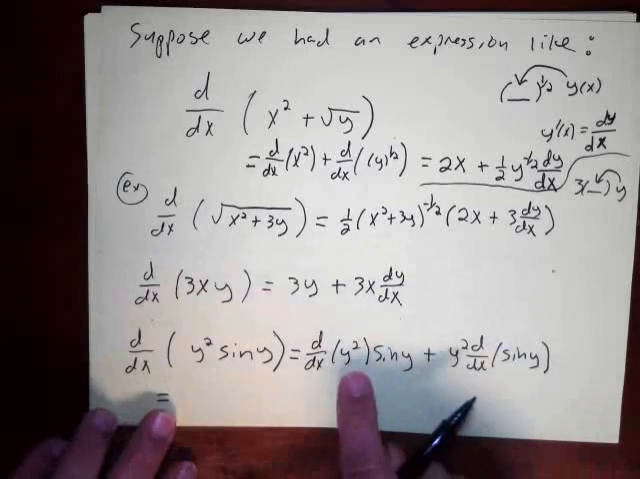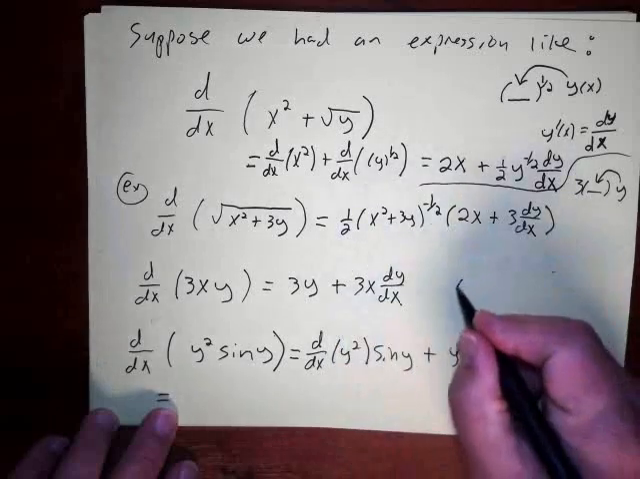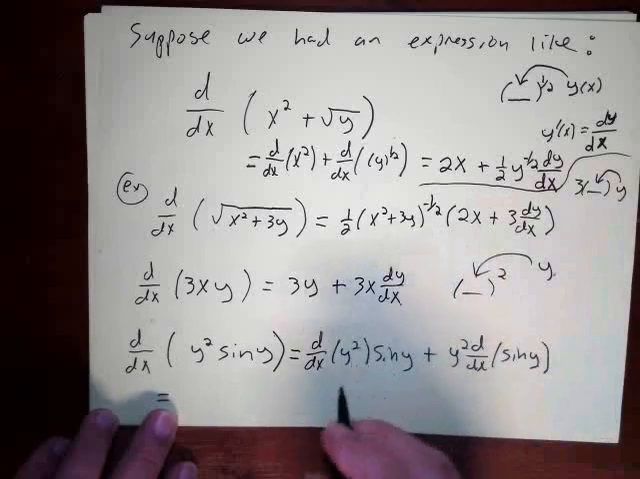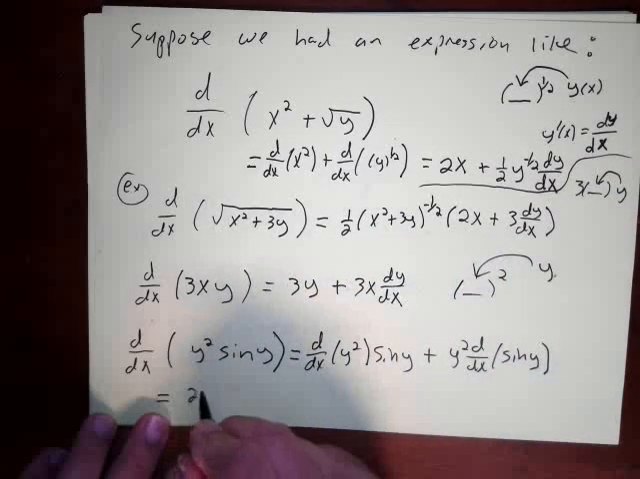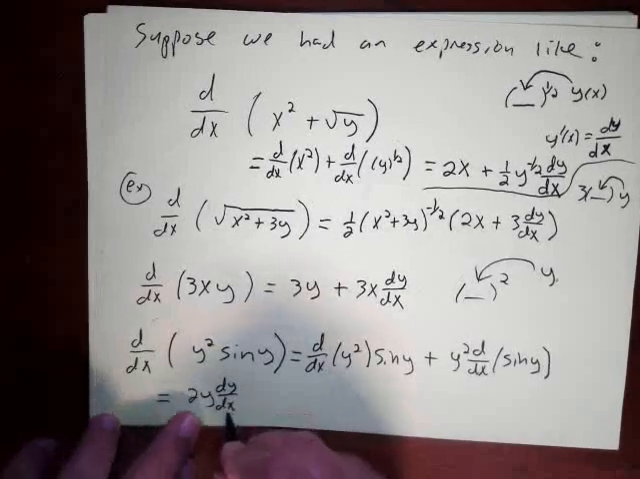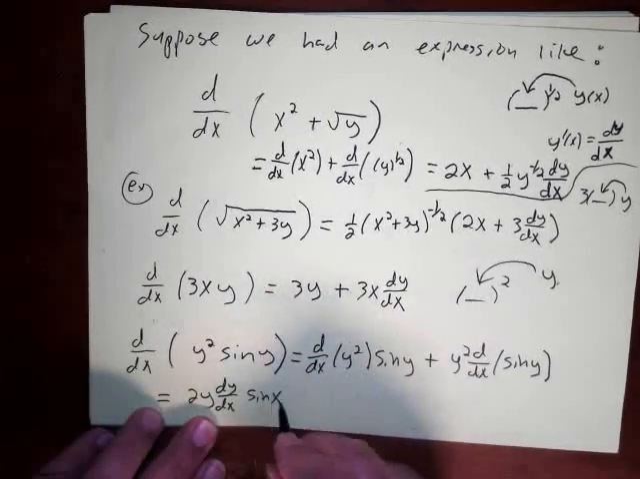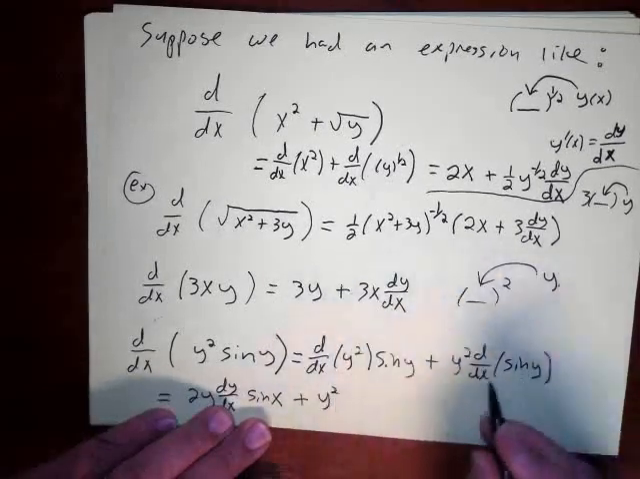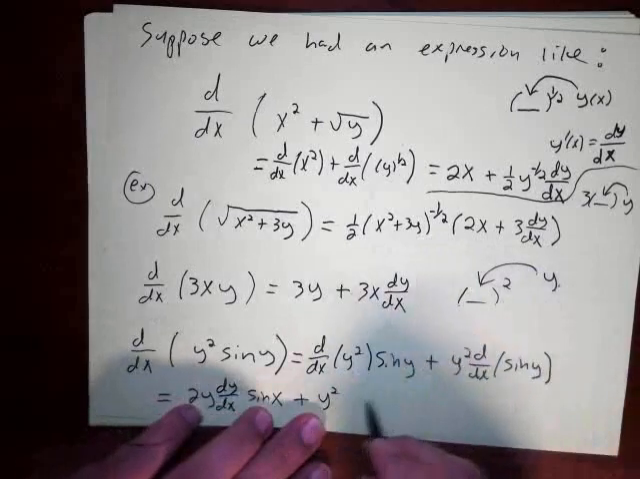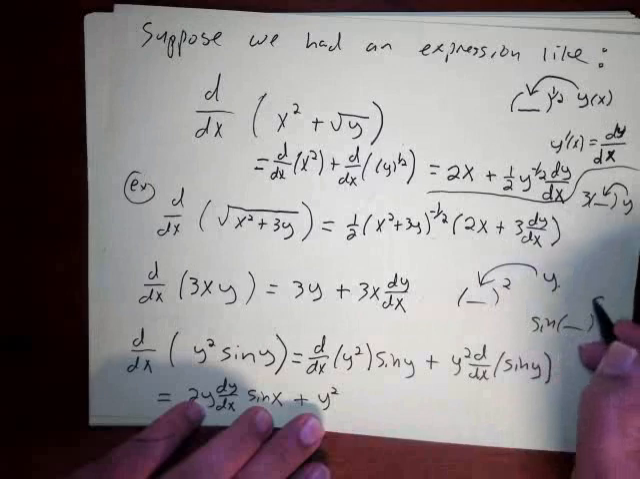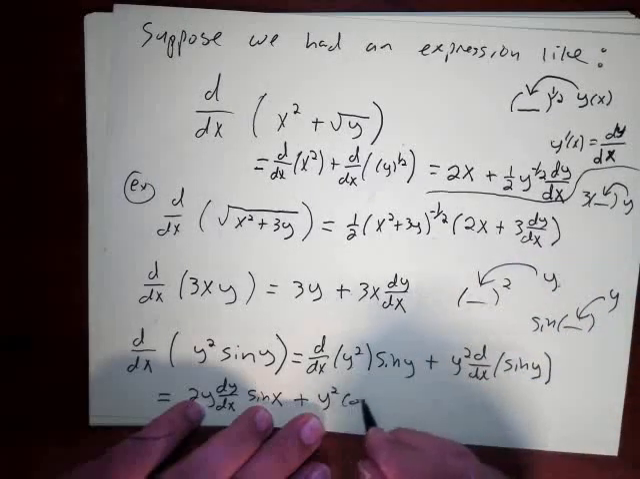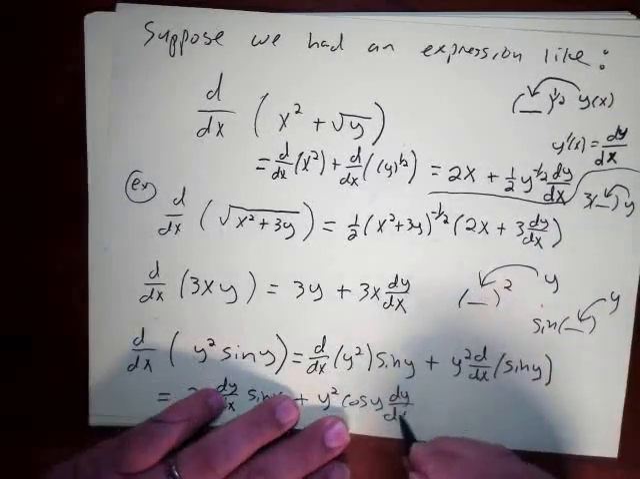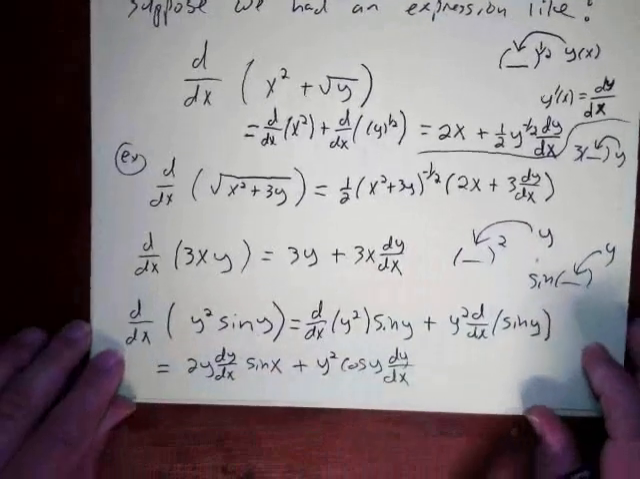And now I'm going to treat this like you have something squared and I'm putting y inside. So this would be 2y times dy/dx, and then times the sine of y. And then plus y squared times the derivative of sine of y. So this is like the sine with y inside, so this would be cosine of y, and then times the derivative of y with respect to x, dy/dx. So I would get all of this.